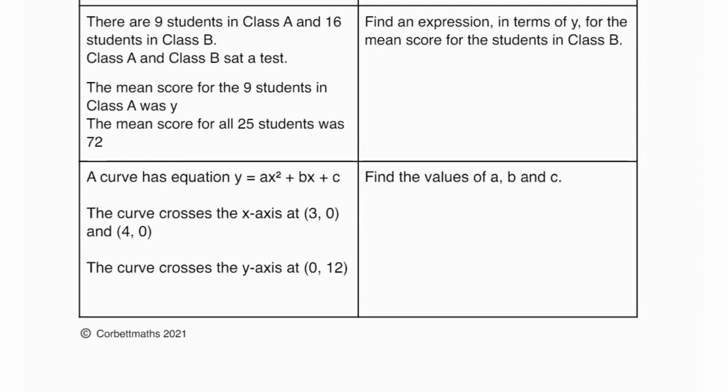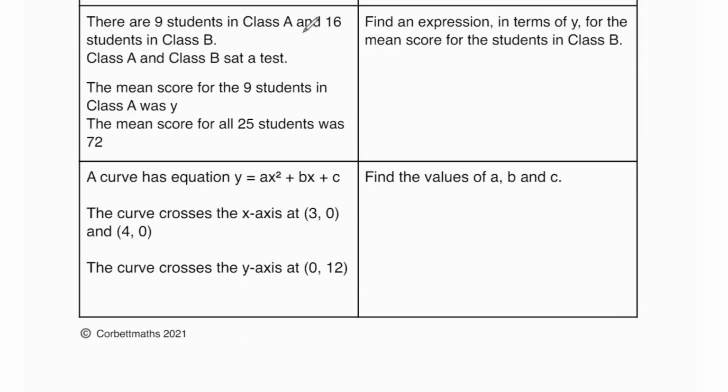Next question says there are 9 students in class A and 16 students in class B. Class A and class B sat a test. The mean score for the 9 students in class A was Y, and the mean score for all 25 students was 72. Find an expression in terms of Y for the mean score for the students in class B.